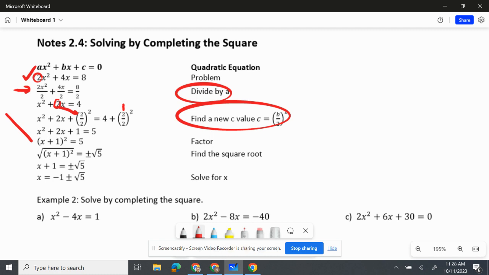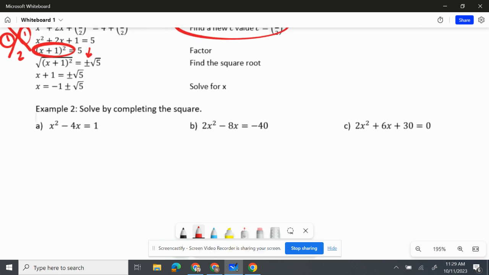Then we're going to factor. Two numbers that multiply together give us 1, add up to 2. If we're doing it correctly, they should both be the same. And so we create a square binomial. That's why it's called completing the square. Now, in order to get rid of a square, we take the square root. Remember, there's a positive and a negative root. And then we finish it off by subtracting the 1. So that's the process that we're going to go through.